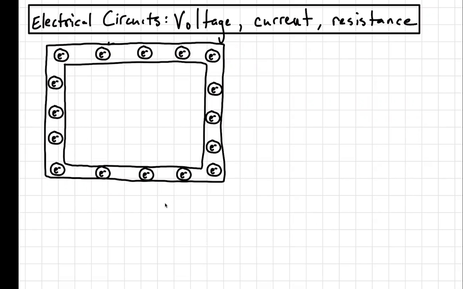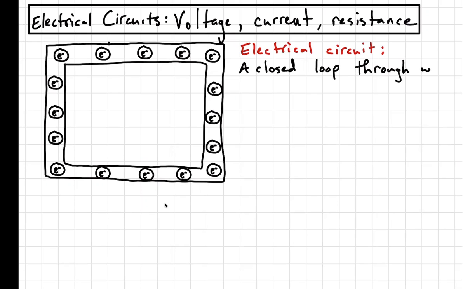So I've got this little picture here and I want to talk about it, but I want to define what an electrical circuit is first. So an electrical circuit is just a closed loop, usually of wire, through which charge can move. So a closed loop through which charge can move. We could probably make that definition more complicated, but I think that's sufficient, pretty straightforward.